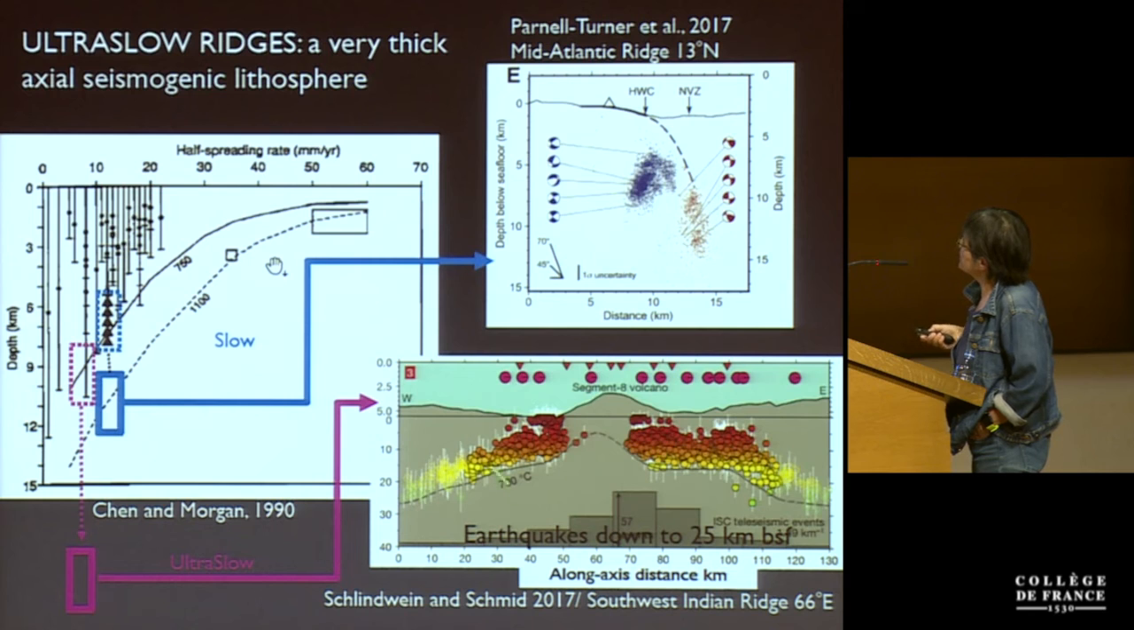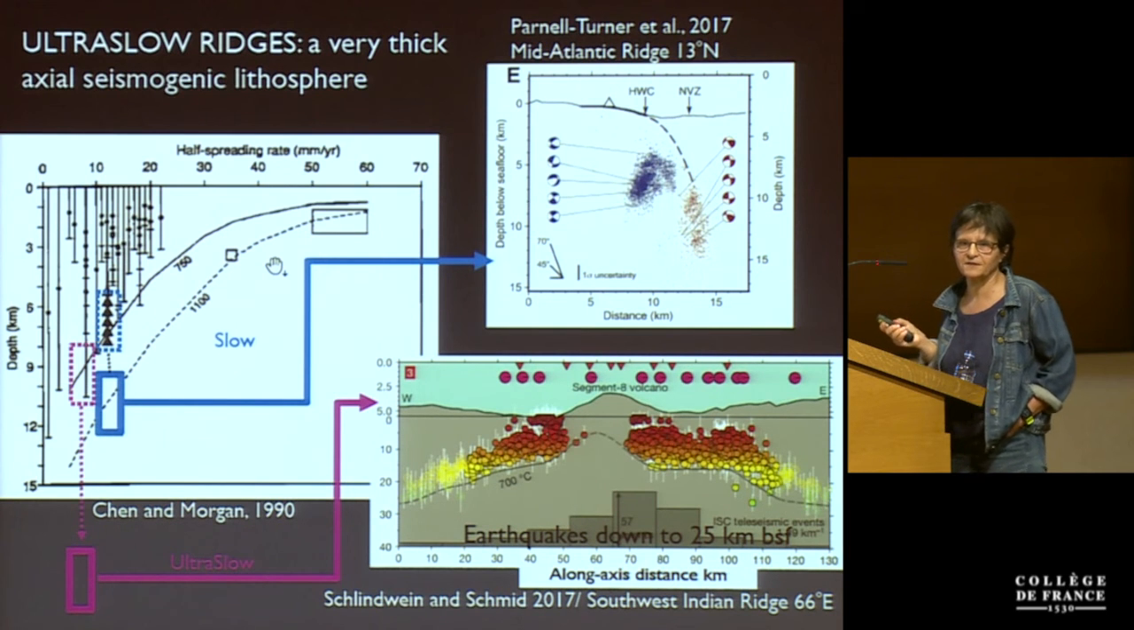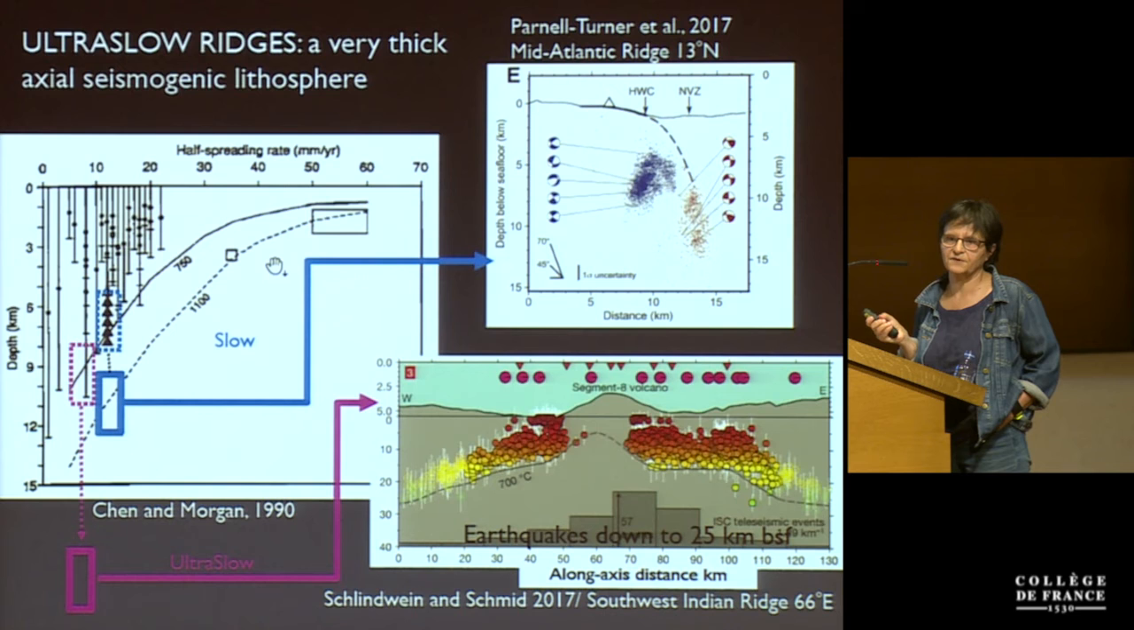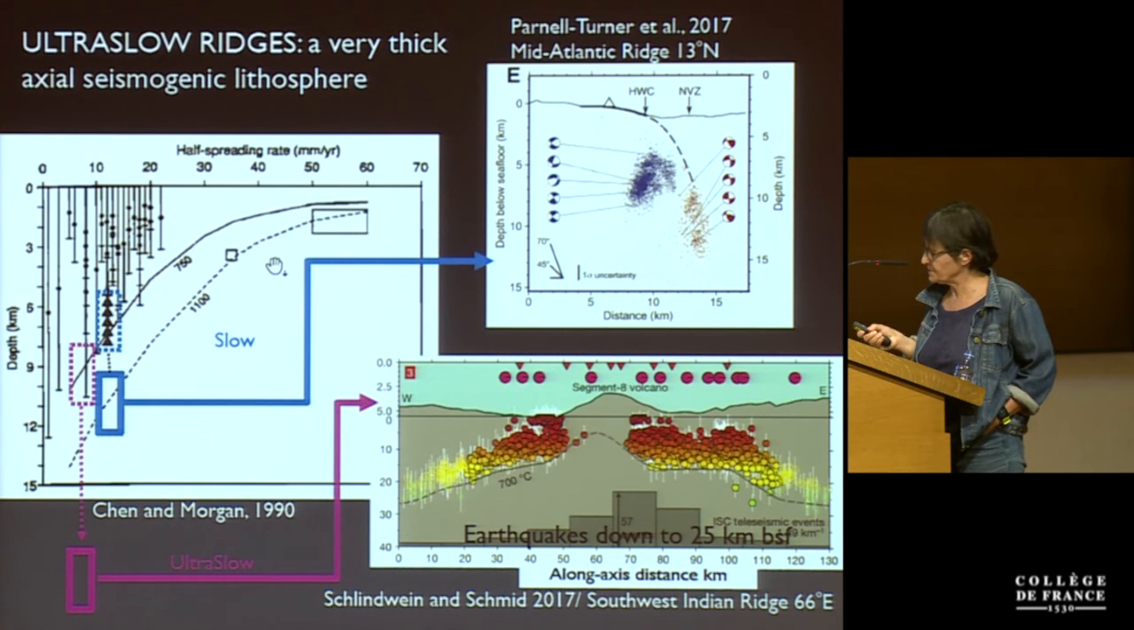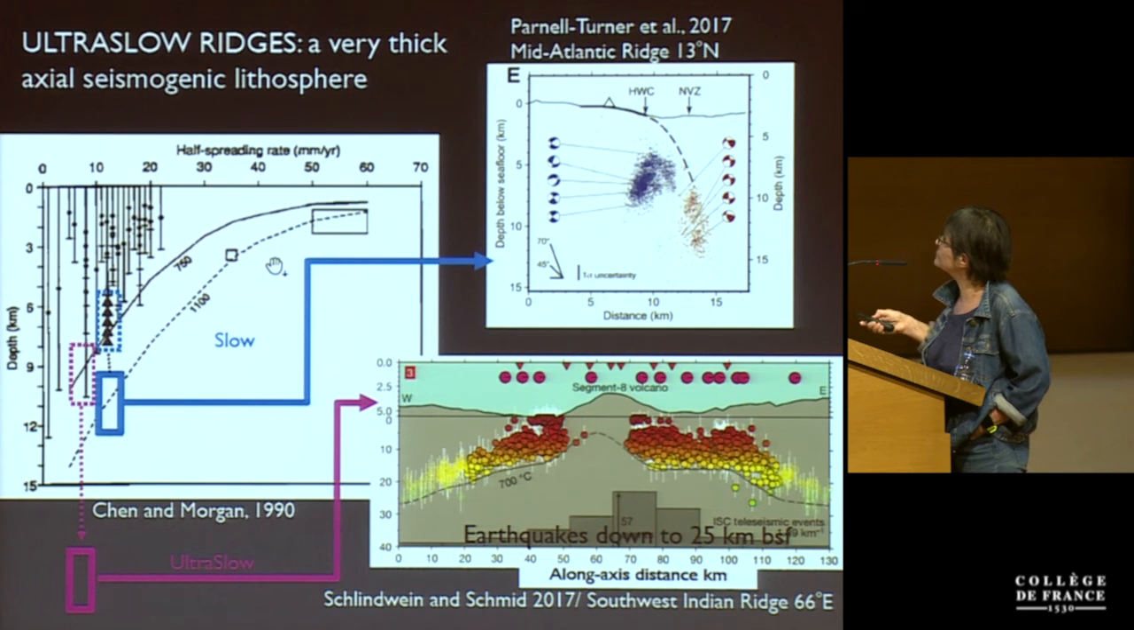We now look at earthquakes occurring at the Southwest Indian Ridge, and we see that we have a volcano, and then as we move away from the volcano, the maximum depth of the earthquakes that are relocated can go down to 25 kilometers below seafloor. And this is where it should be in terms of spreading rate, and I can't even fit it on the slide. So there is a very big problem of understanding the thermal regime of parts of the ultra-slow spreading ridges, and it's really an open question for the future.